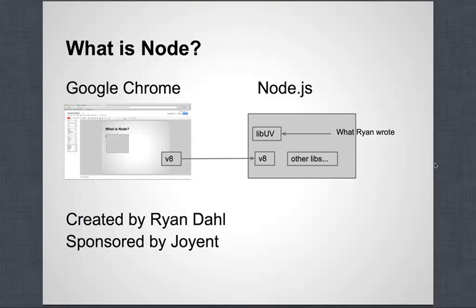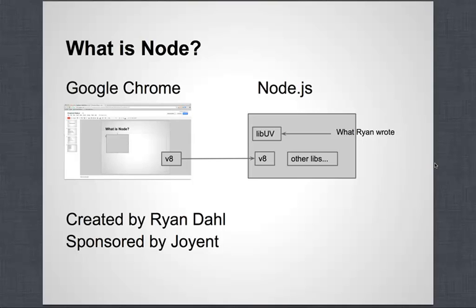So what is the story behind Node? Basically, this guy named Ryan Dahl works for a company called Joyent, and he had a requirement for one of his projects to come up with something that could handle asynchronous I/O for the web. And he looked at several different things with Ruby and with PHP, and none of those projects really fit the bill for what he needed.